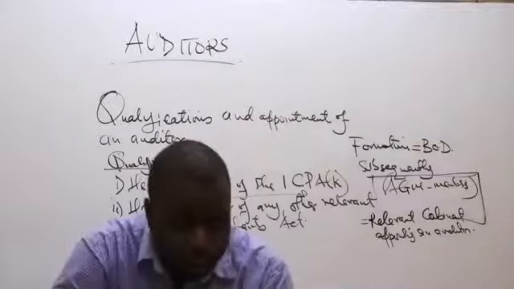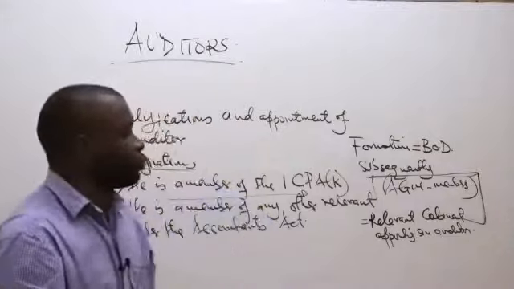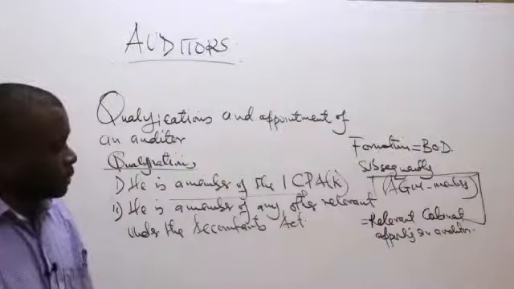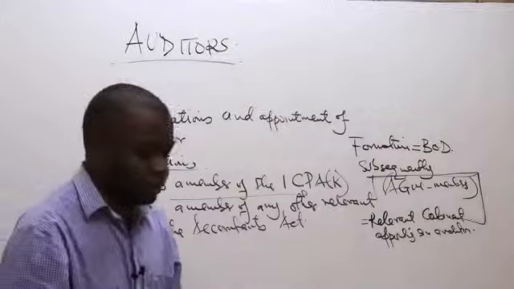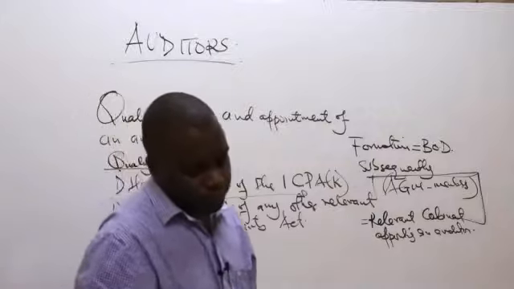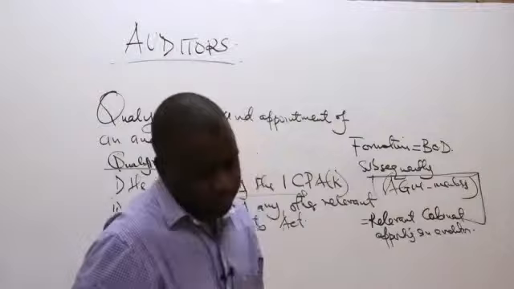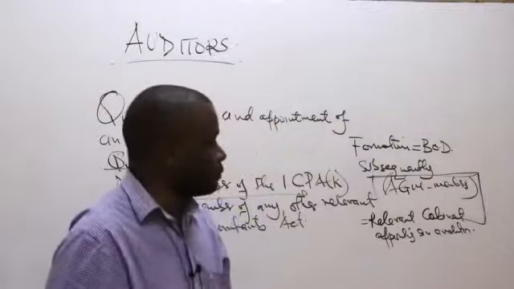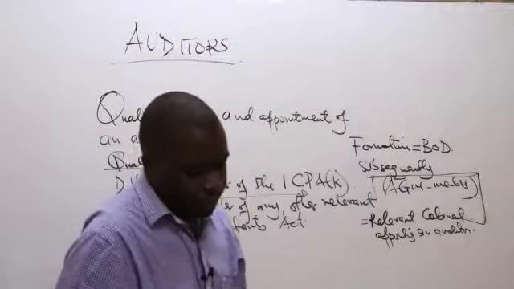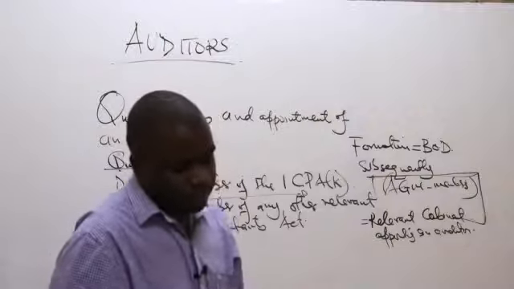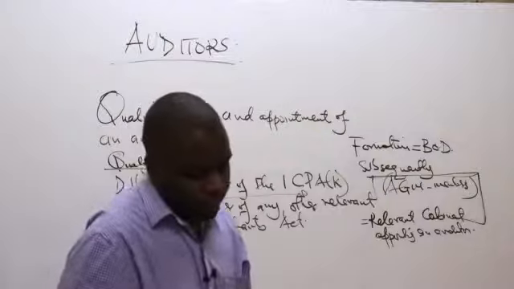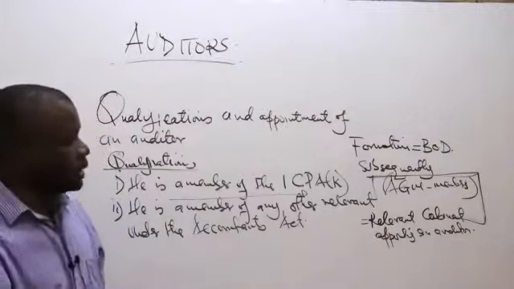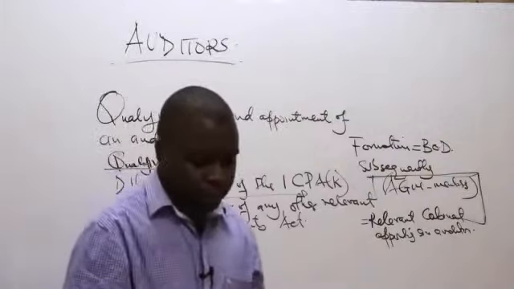So you are saying automatically the previous auditor will be presumed to be reappointed, but certain circumstances can make him not continue to serve as an auditor. That is what I've just been talking about. So he won't automatically be reappointed if, number one, he is not qualified for reappointment.